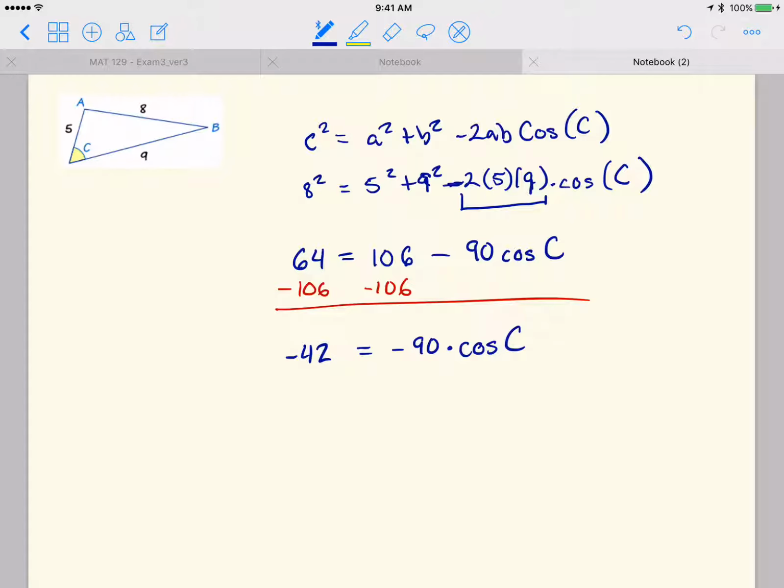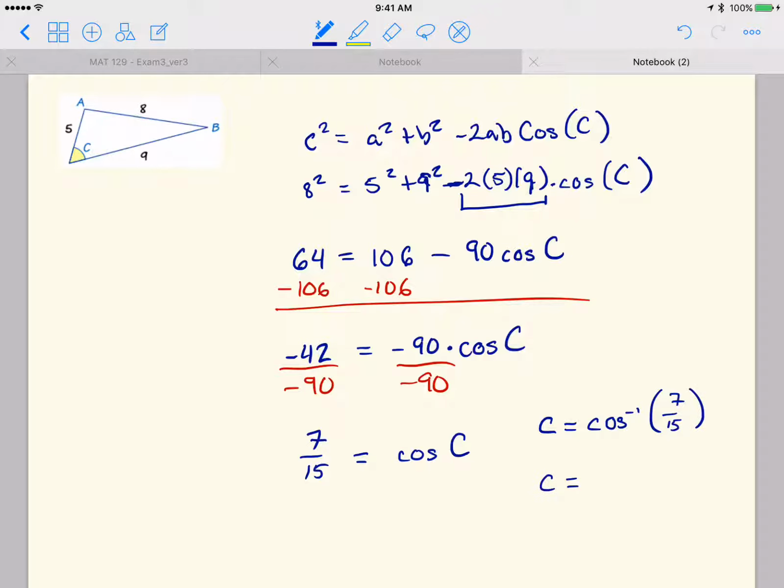It's a negative 90 times the cosine of C, so the opposite operation is divide. So negative 42 divided by negative 90. I'll leave it as a fraction for now. That's going to reduce down to 7/15. Negative divided by negative is positive. So to solve for C, you take the arc cosine. And so C is equal to arc cosine of 7/15.